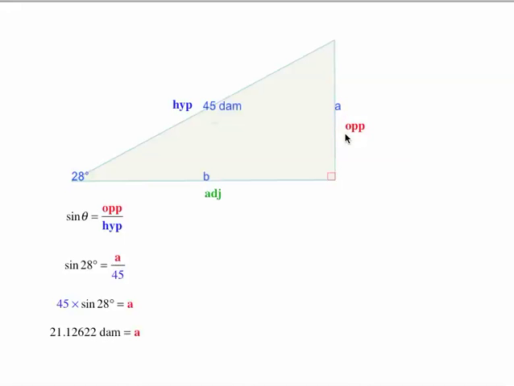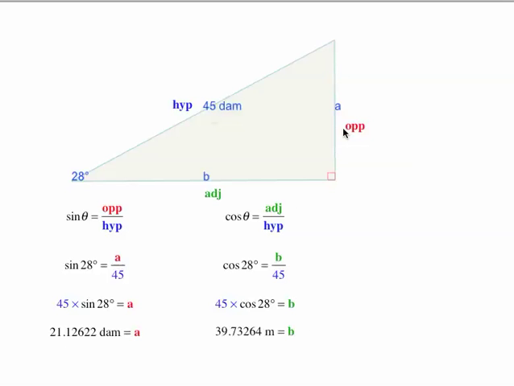Then to get our B side, the B is the adjacent side, right? So we know the adjacent and we know the hypotenuse. So I'm going to use cosine of theta is adjacent over hypotenuse, and the adjacent is our unknown, B, and our hypotenuse we know is 45. So then to get B alone, I'm going to get rid of the 45. I'm going to cross multiply it by the 28. So 45 times cosine of 28, using your calculator, you get 39.73264 meters.